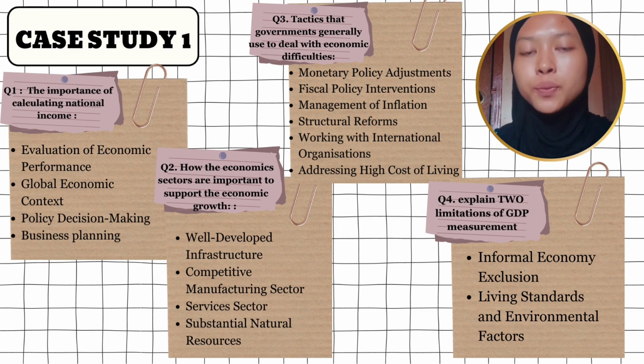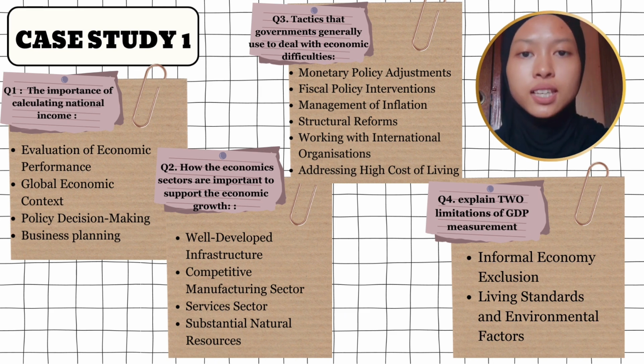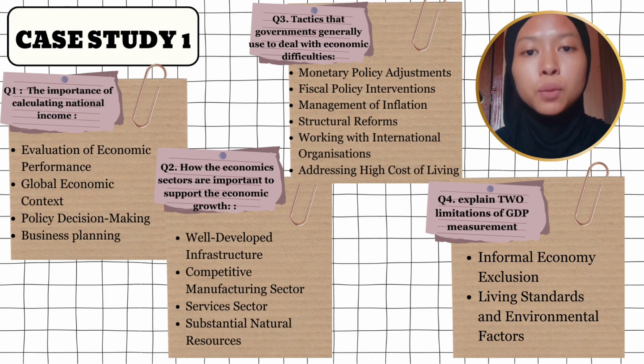For question 1, what is the importance of calculating national income? The answer for this question is evaluation of economic performance. A country's GDP is a crucial metric for assessing its economic performance. The second one is global economic context. For example, Malaysia's GDP growth may moderate if global economic activity slows down.